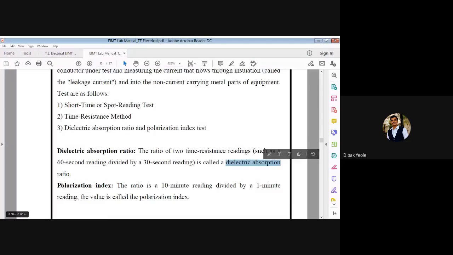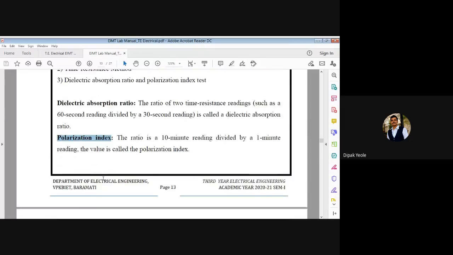Yes. Now what is the polarization index? It is a ratio of two time resistance readings such as 10-minute reading divided by 1-minute reading, and this value is called the polarization index. There is no unit for dielectric absorption ratio and polarization index. Because these are time based quantities, there is no need of a unit.